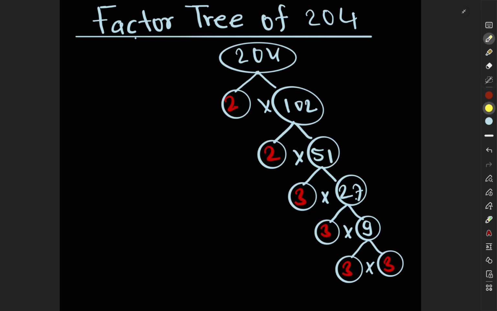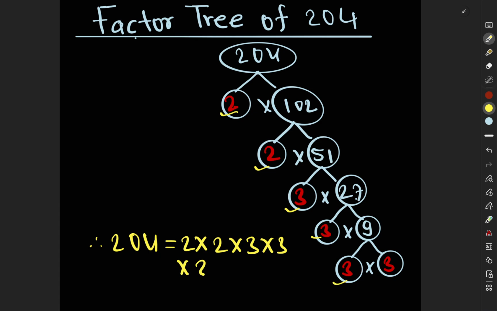So from these prime numbers, we can write 204 as the product of all these prime numbers, that is, these 2 times these 2 times these 3 times these 3 times these 3, and at last these 3.